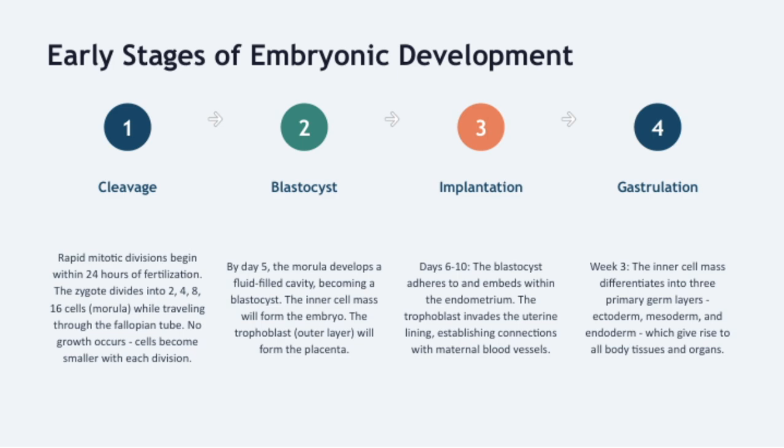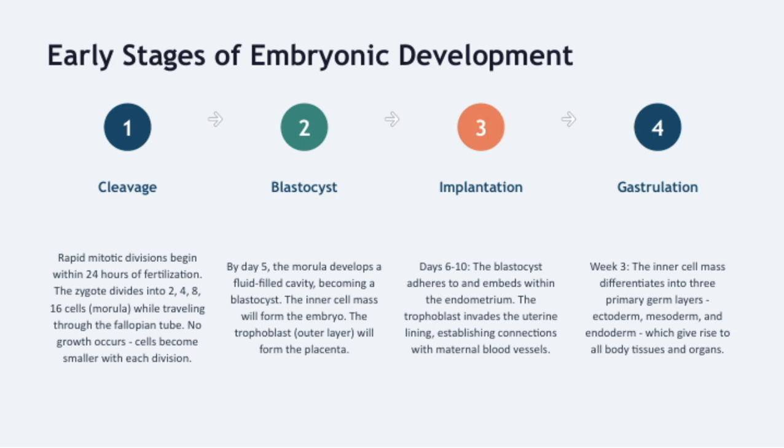Before that, let's briefly revisit the earlier stages. By day 5, the developing zygote has transformed into a morula, which is a solid ball of cells. At this point, a fluid-filled cavity forms, turning the morula into a blastocyst. The blastocyst has an inner cell mass that will become the embryo, and the outer layer, known as the trophoblast, will develop into the placenta.